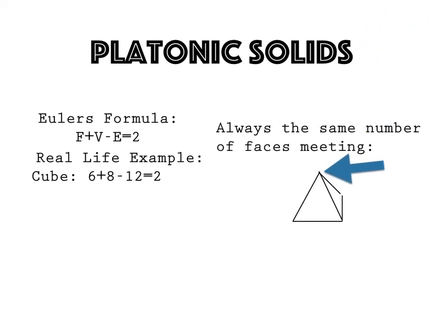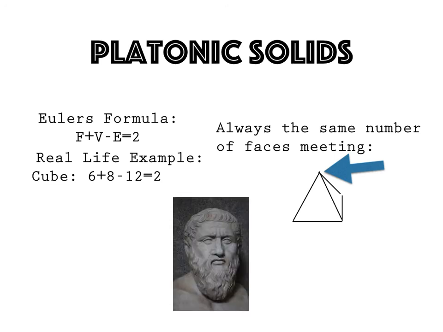There's always the same number of faces meeting at each vertex. Like the arrow is showing, there's 3 faces meeting at that top vertex, also at the bottom vertex, and at the bottom left and the bottom right, and at all of these vertices, it's always the same. And they were made by Plato.